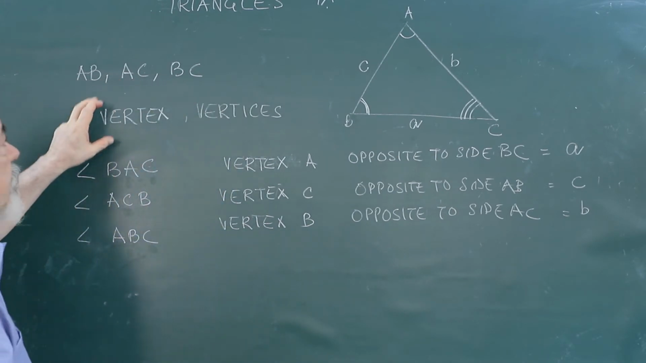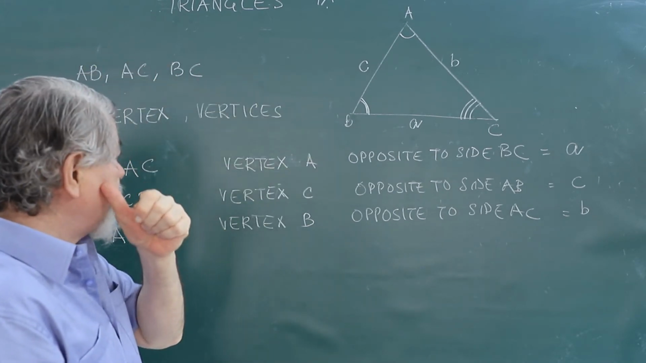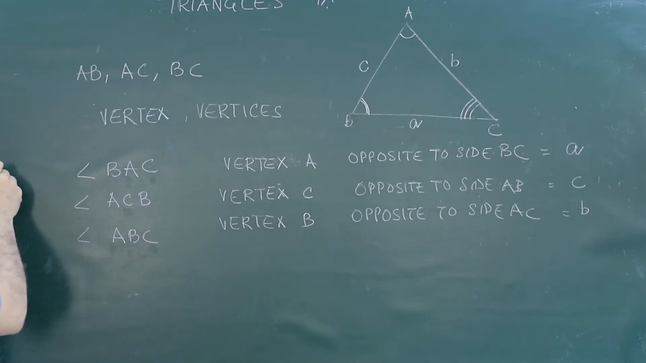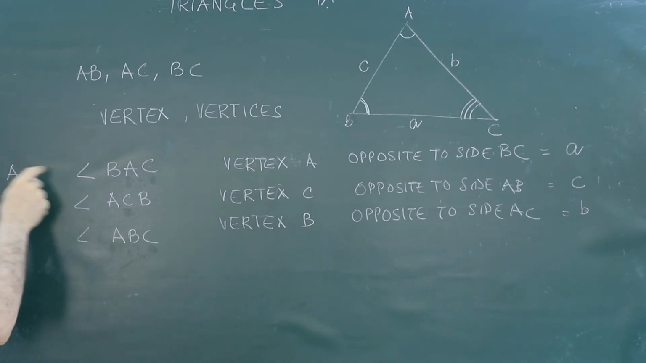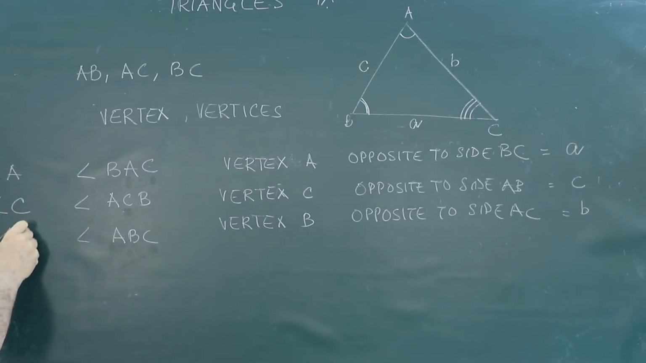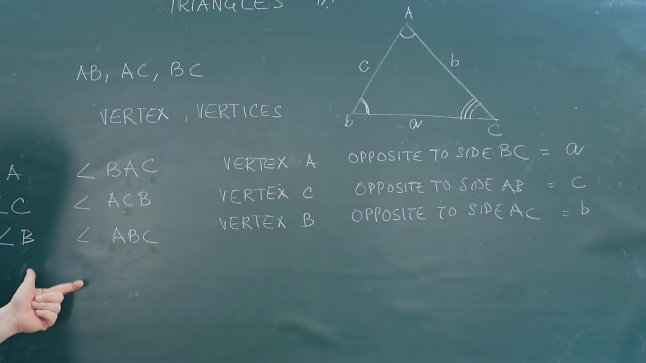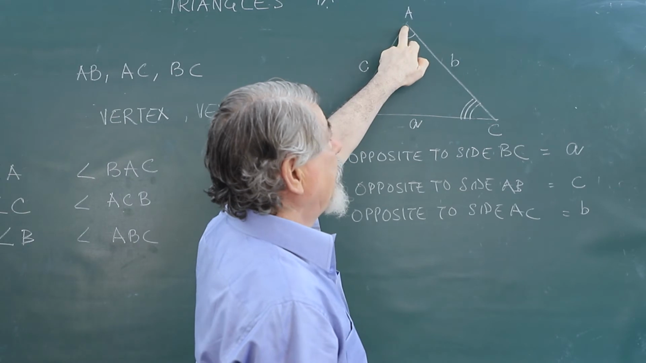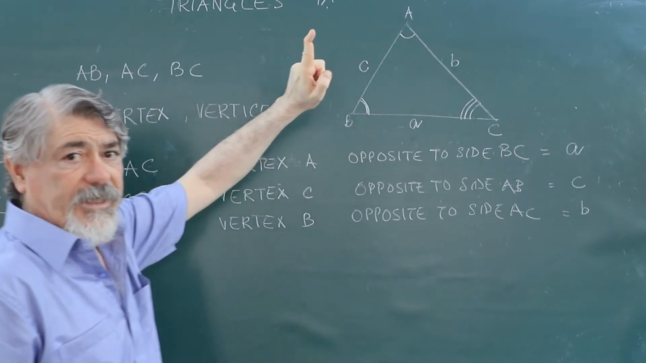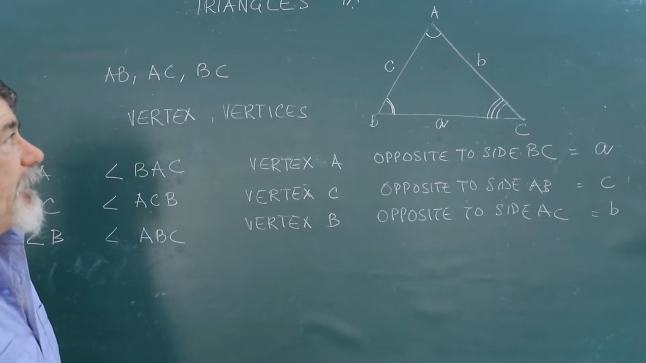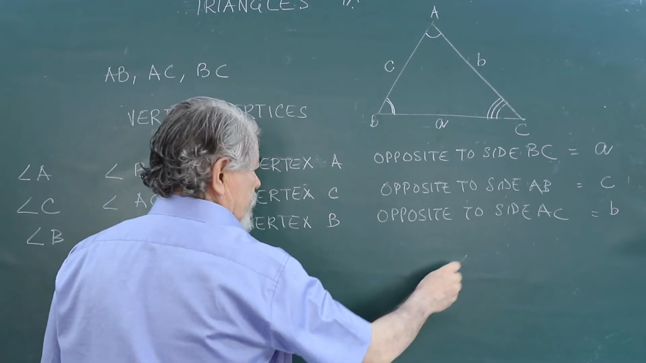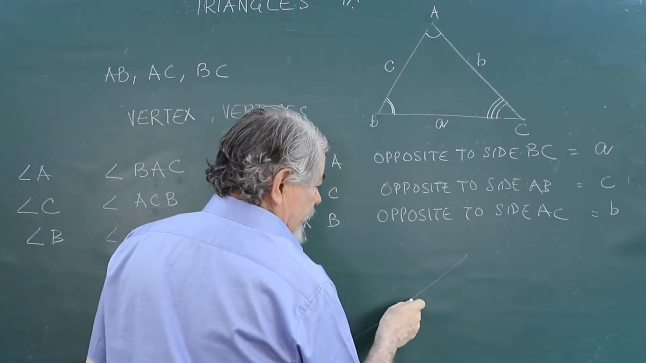So: vertex, vertices, side, angle. Now it is also important to understand that sometimes you write angle A only. BAC can be written as angle A, ACB as angle C, ABC as angle B. Here only one angle is formed at A, and that is why you can represent it by a single alphabet. But suppose more than one angle is formed.